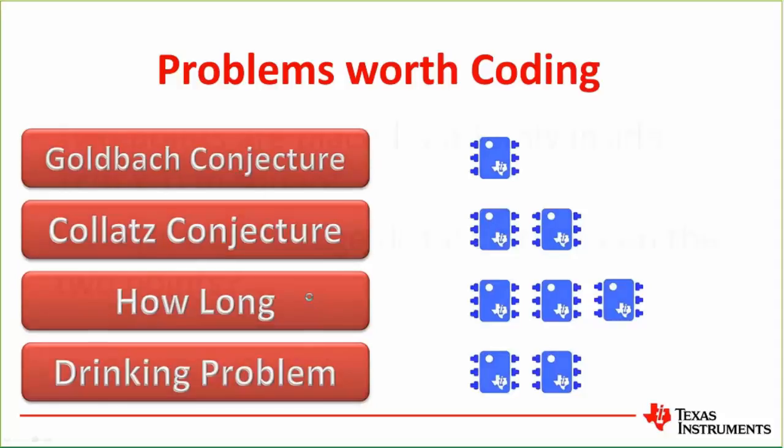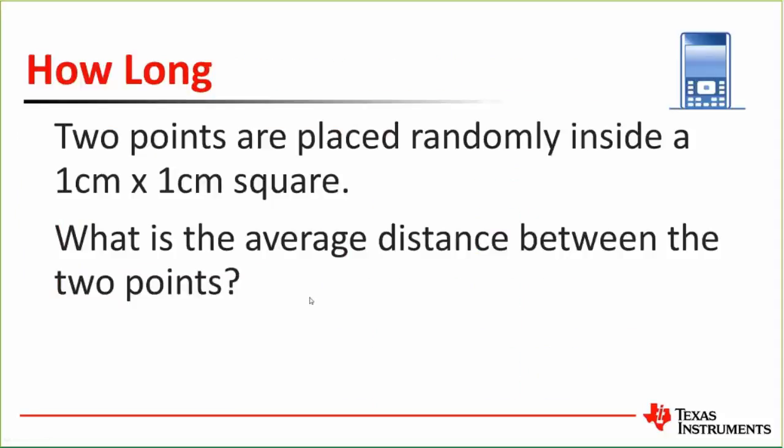So we'll see. So here's our problem statement. It says 2 points are placed randomly inside a 1 centimetre by 1 centimetre square. For our US visitors, you are welcome to type in 1 inch by 1 inch. It's irrelevant. What is the average distance between these 2 points?